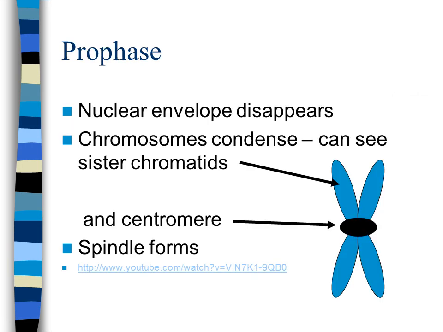So the first one, prophase: the nuclear envelope disappears. The membrane that surrounds the nucleus disappears, and the chromosomes get thick and condensed. That's why we can see them once we get to prophase. When we are in the interphase sections, we are not seeing chromosomes, and that is a key for you. Oh, this is interphase. And you can see the sister chromatids and the centromere. The spindle also starts to form.